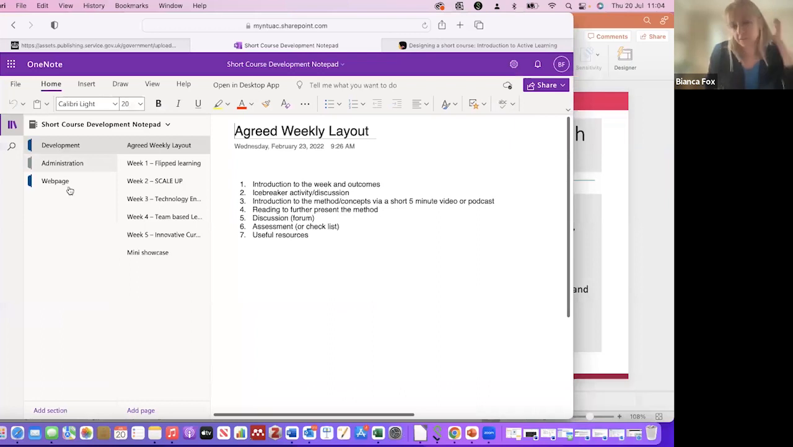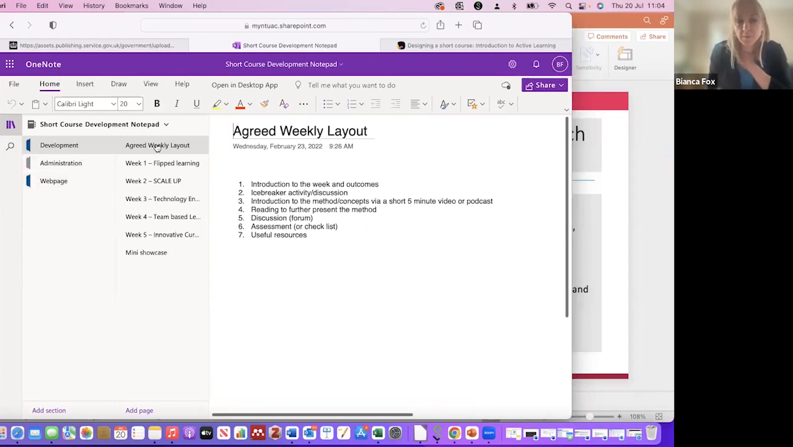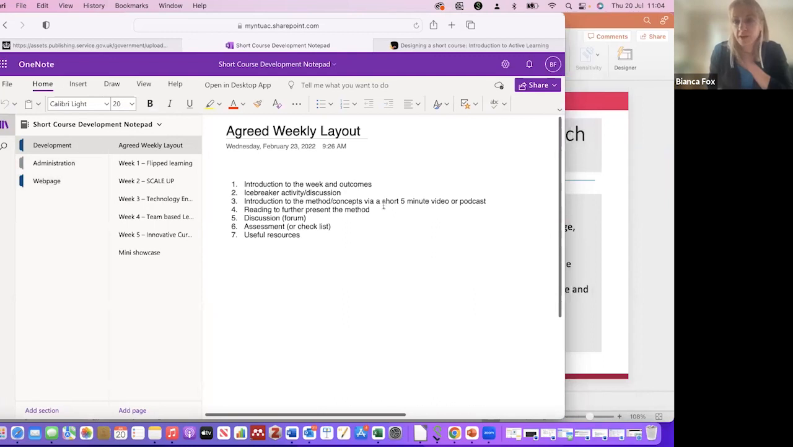So we had separate sections around development, around administration, and creating the web page for the course. But under development, as you can see, we started by creating a layout for each week. So Adam briefly went through that earlier.